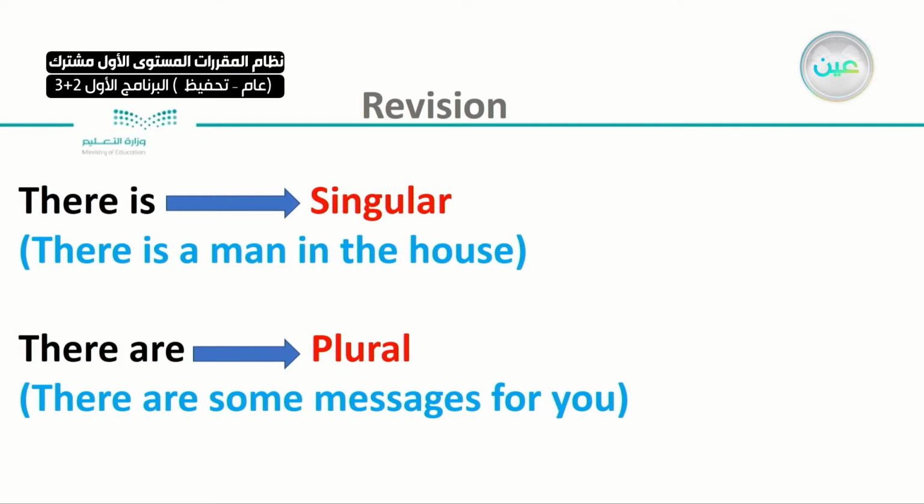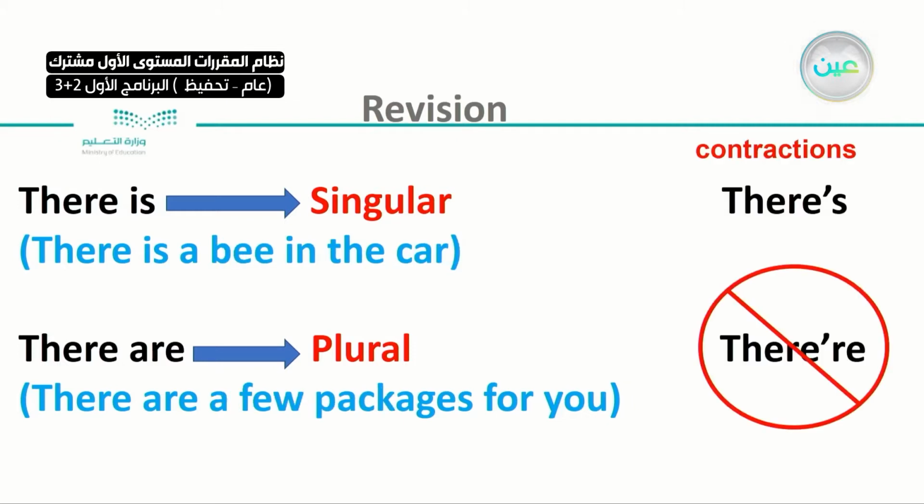The other example is, there are some messages for you. There are some messages, plural, for you. There's a man in the house, only one man, singular. There are some messages for you. Can you give me some examples of there is, there are, which means it's there, it exists? Yes, very good. And remember the contractions.